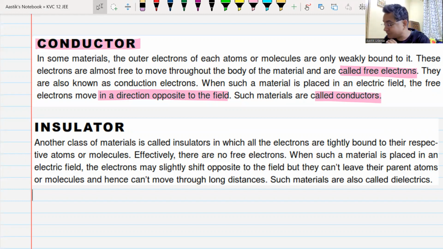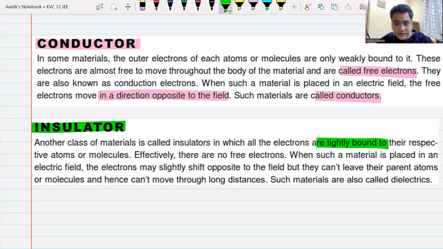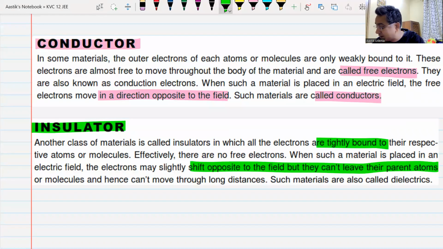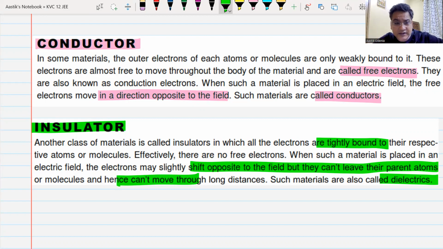Nothing else. Insulators. What are insulators? There are no free electrons, no freebies here, no free lunches, no free dinners. So these electrons cannot leave their parent atoms and they cannot move. They are also known as dielectrics. We have done a lot about dielectrics in the previous class. Just note down the important points. They are dielectrics, no free electrons. Conductor, free electrons, they move opposite to the electric field. That's it. Don't have to note down the entire Ramayana. Do it fast.